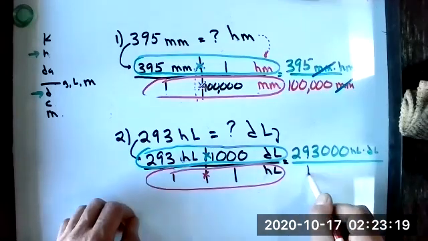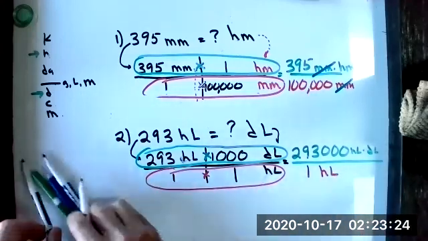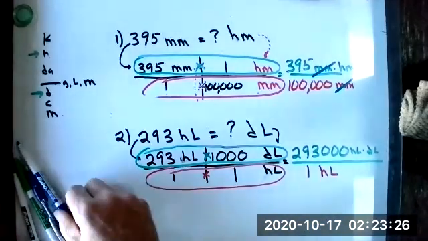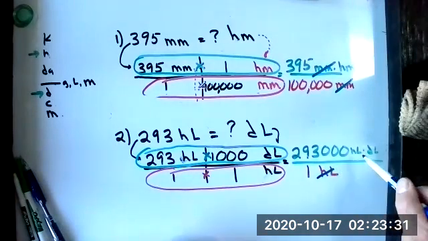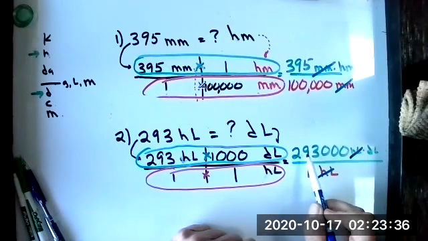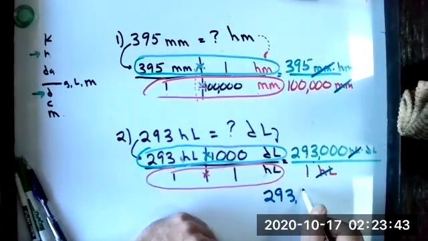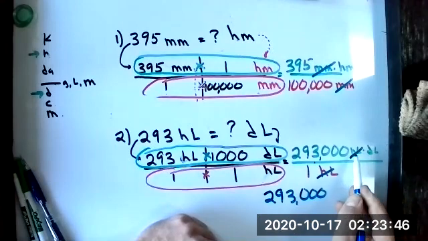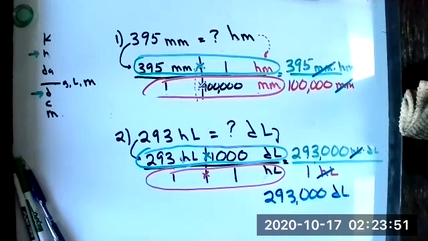1 times 1. 1 times hectoliter. I'm going to play the cancel game right off the bat. Look, I got a hectoliter on the bottom. I have the same thing on top, which means bye-bye. Looks like 293,000 divided by 1. Well, that's still 293. Gone. Deciliter is what's left. Okay, I hope that helps.